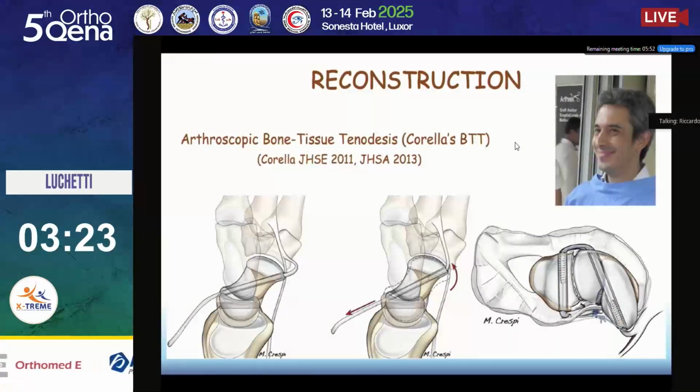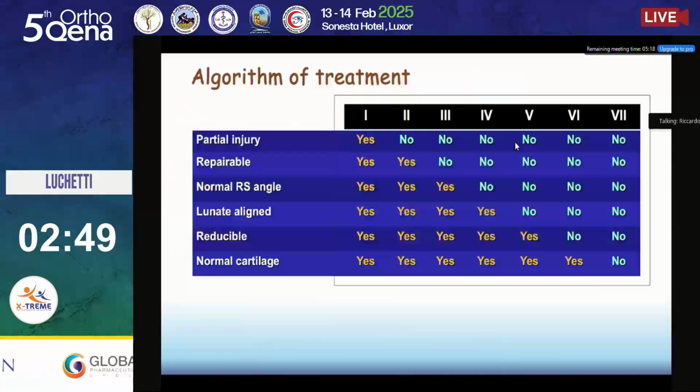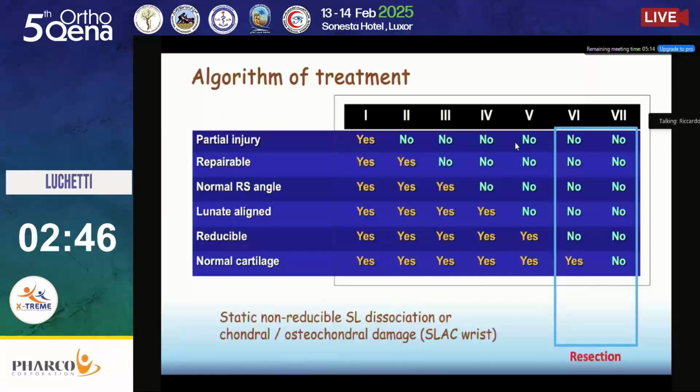This last is a technique proposed by Corella, totally arthroscopic, but was completely changed recently by him, including the double reconstruction. And this is the spiral reconstruction proposed by Garcia-Elias, modified arthroscopically by Andrea Zemirline, and this is valid for reconstruction of the scapholunate ligament and the extrinsic ligament, the condition in which you have an ulnar translation of the carpus. This is the technique, very difficult but fantastic.